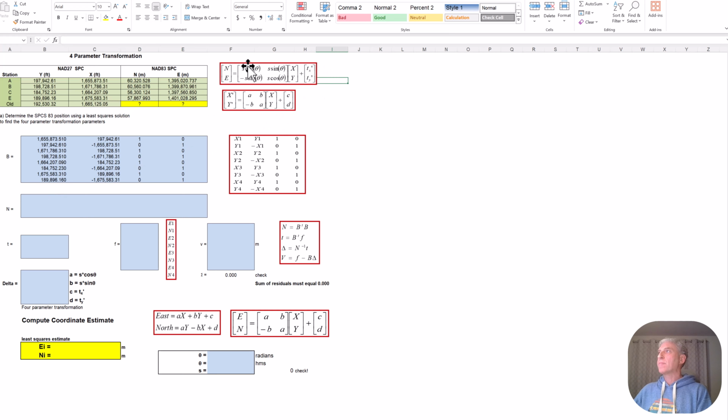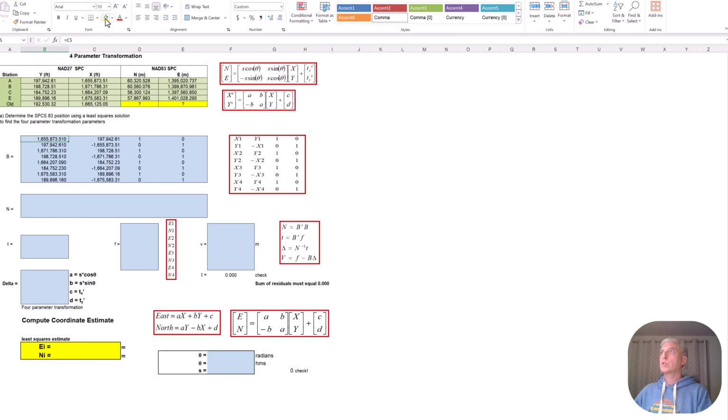And I have all my formulae here that I can refer to as I'm building this. It's super helpful. I don't have to keep looking away. I've just got it all right here. And then I went ahead and filled in my B matrix.